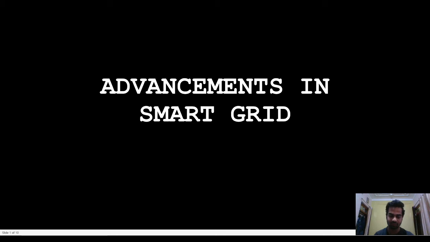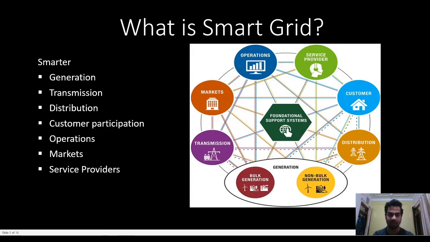So we'll start with the different domains of smart grid which we require for the establishment of a smart grid. These are the different domains of the smart grid. The first domain is generation, then transmission and distribution, then customer participation, and then operations, markets and service provider. First we discuss generation.